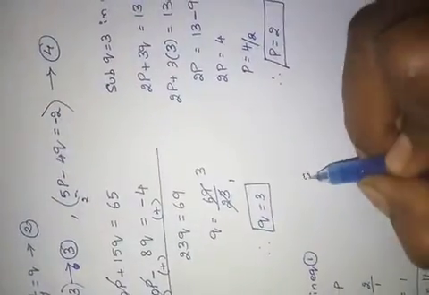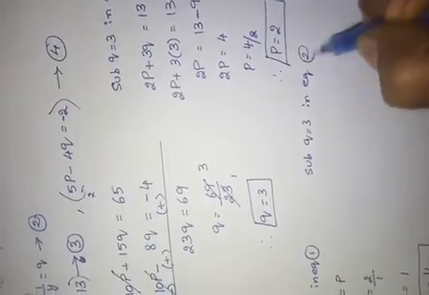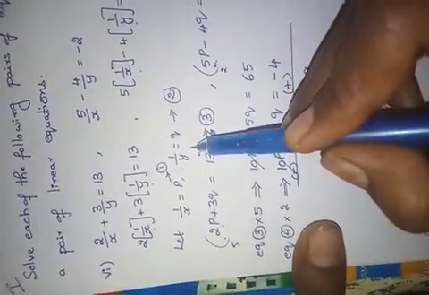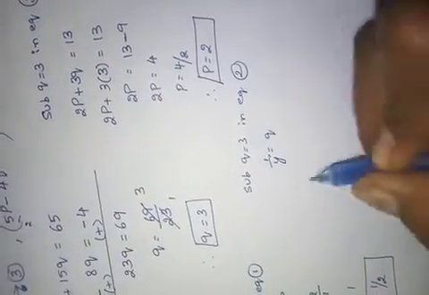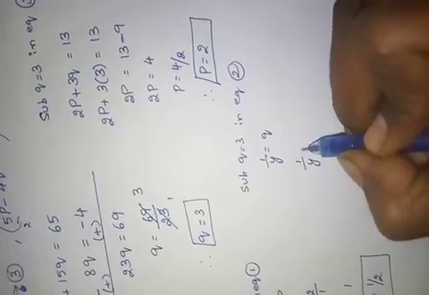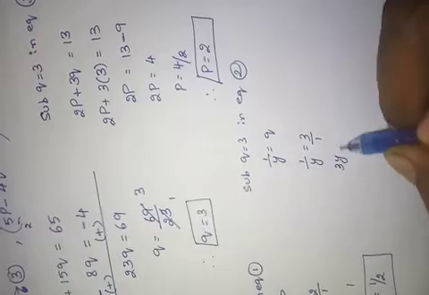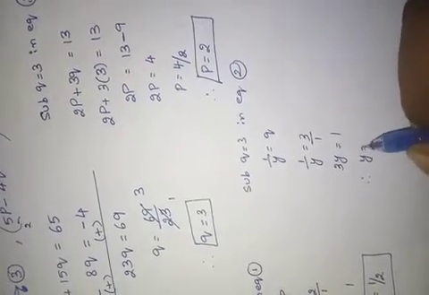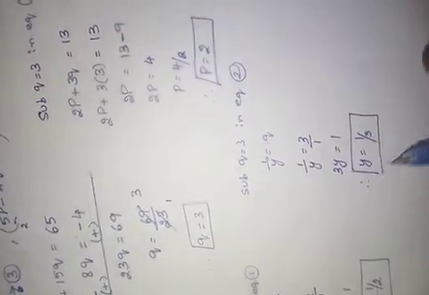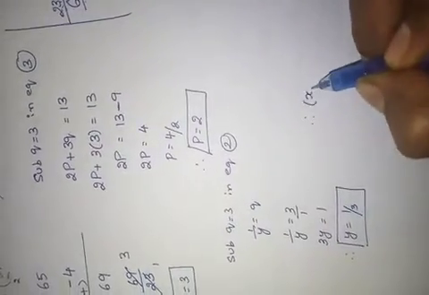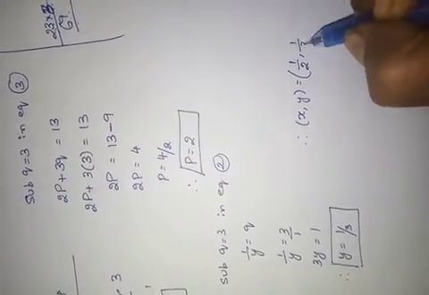In the same way, substituting q equals 3 in equation 2. What is equation 2? 1 by y equals q. 1 by y equals q value 3. Again, cross multiplication: 3y equals 1. Therefore, y equals 1 by 3. Here 3 is multiplying; if I send it to that side, it will divide. Therefore, x comma y equals 1 by 2 comma 1 by 3.